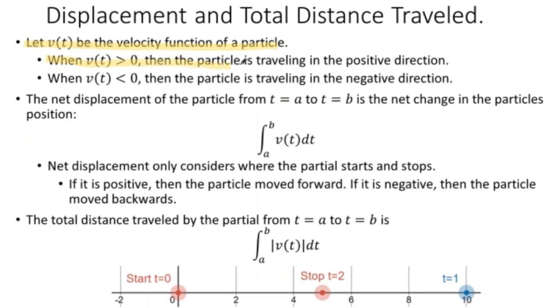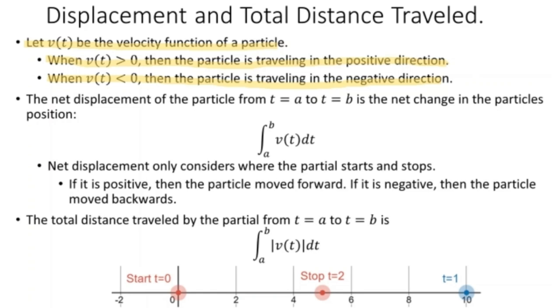When v of t is positive, the particle is traveling in what we're going to call the positive direction, while if v of t is negative, the particle is traveling in the negative direction. Keep in mind, since our particle is moving along a line, it can move in one of two directions. One of those directions we call positive, the other we call negative.